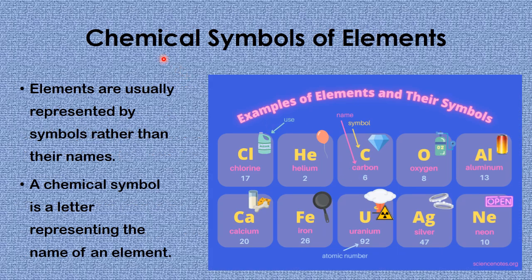Now, moving along, we'll be looking at chemical symbols of elements. Elements are usually represented by symbols rather than their names. A chemical symbol is a letter representing the name of an element. Now, we have examples of elements here and their symbols. You have capital letter C and small letter L symbolizing chlorine, capital letter H and small letter E for helium, capital letter C for carbon, capital letter O for oxygen, capital letter A and small letter L for aluminum, and so on and so forth, as you see in this picture right here.